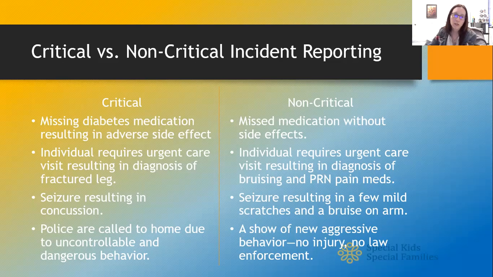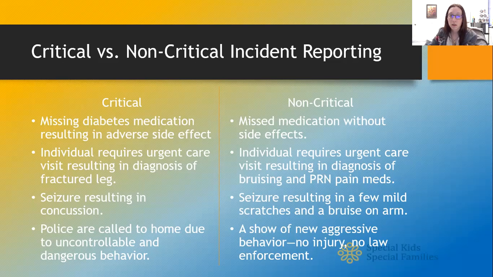If an individual requires an urgent care visit resulting in the diagnosis of a fractured leg, that's going to be reported as critical. However, if the individual requires an urgent care visit resulting in the diagnosis of bruising and is given an as-needed pain medication, that's going to be non-critical.